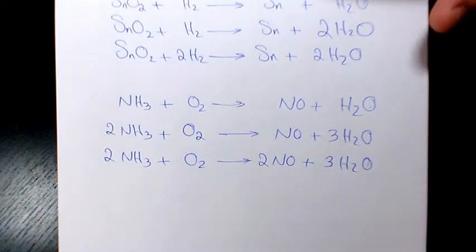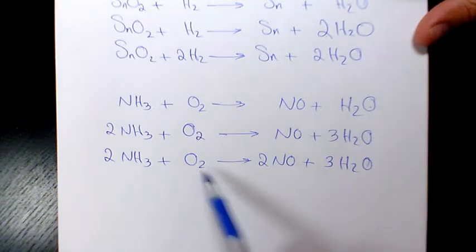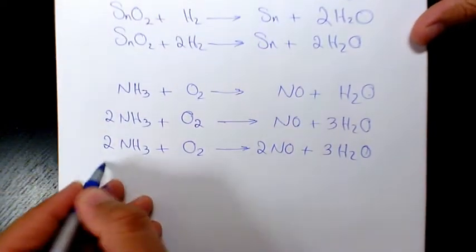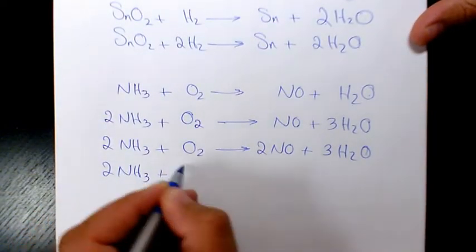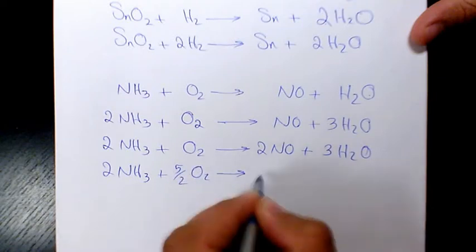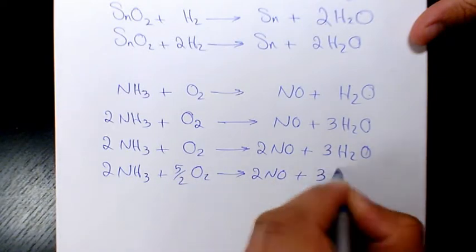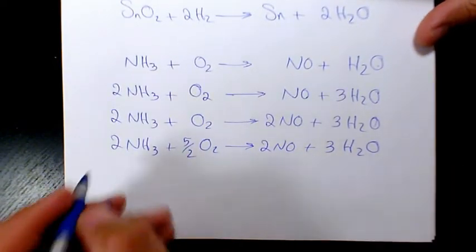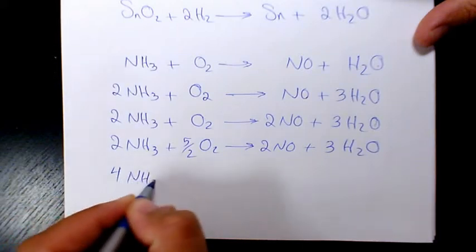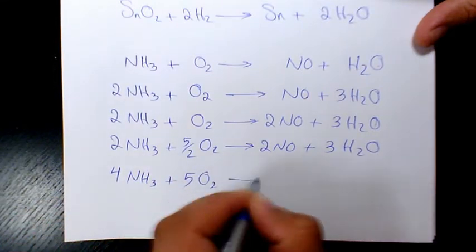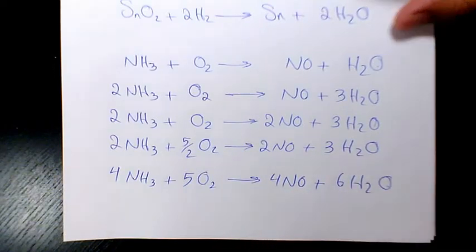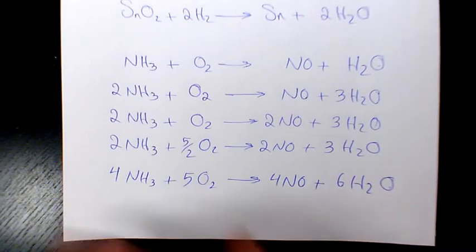Now the nitrogen atoms are balanced, the hydrogen atoms are balanced. The only thing not balanced is oxygen. We have 2 and we have 3, 5. So we need to have 5 over 2 for this guy. 5 over 2 times 2 is going to be 5. So now it is balanced. In order to get rid of this denominator, we need to multiply all the coefficients by 2. So it's going to be 4 NH3 plus 5 O2 gives us 4 NO plus 6 H2O. That's going to be the final answer.